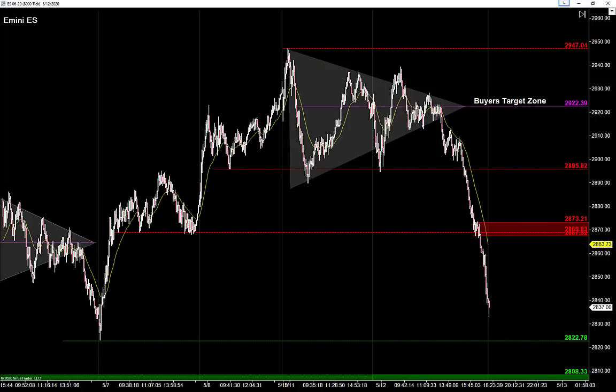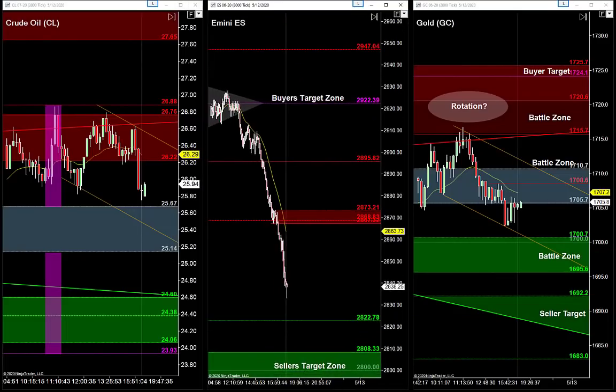What will tomorrow bring? A spike in channel, a range, a deep pullback? Only time will tell. And let's wrap things up down to gold.